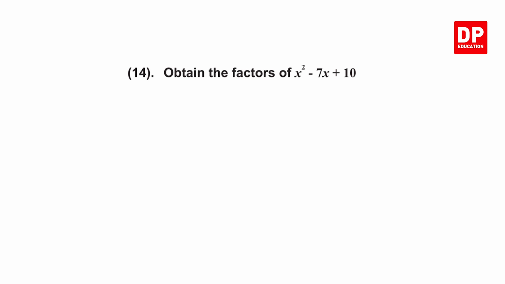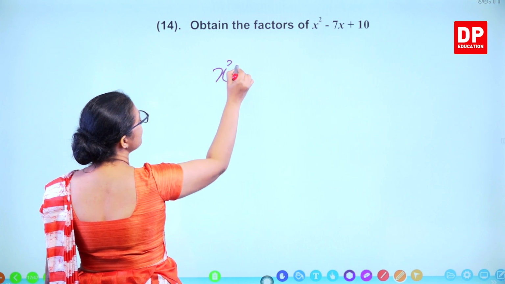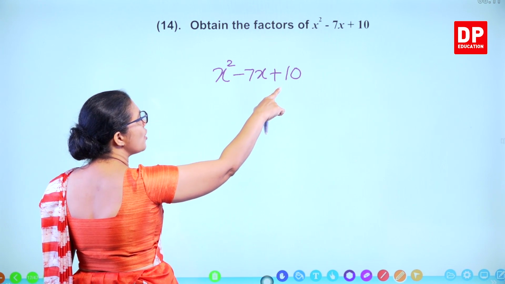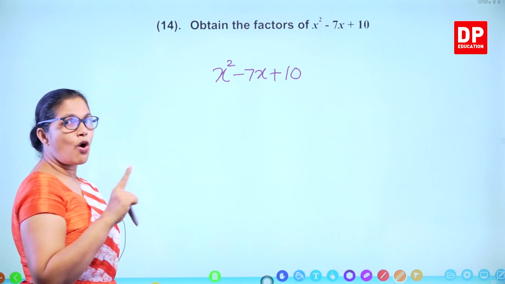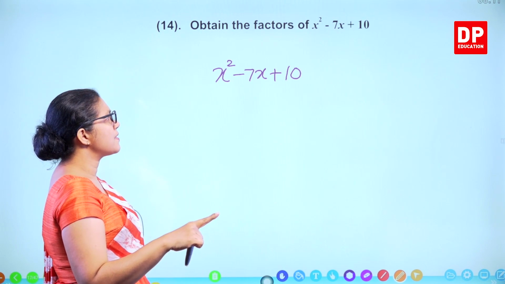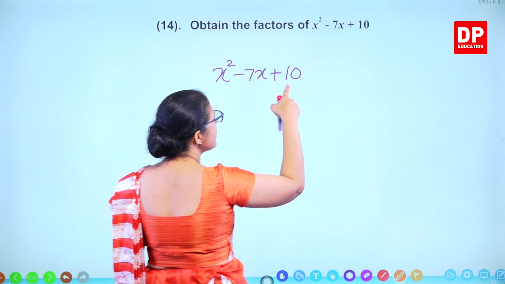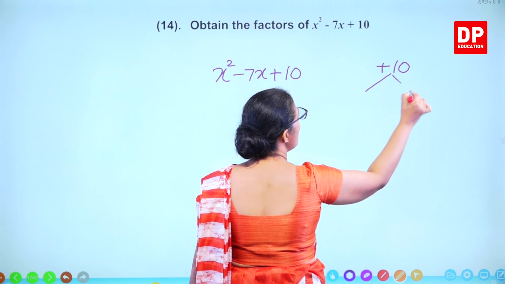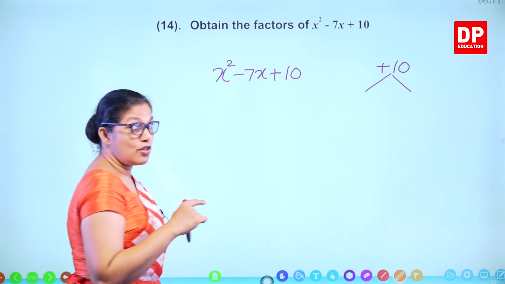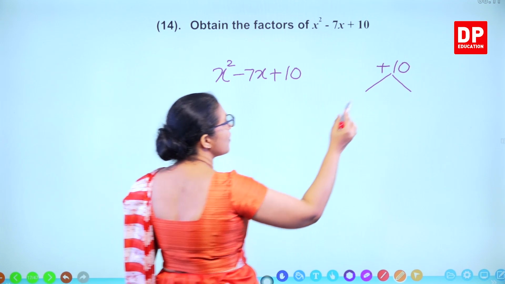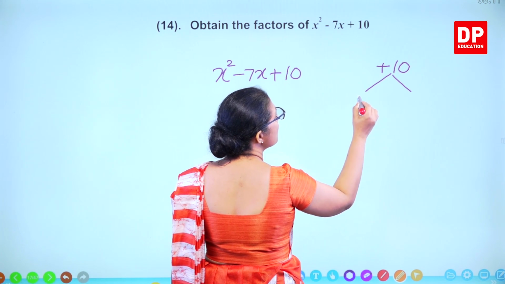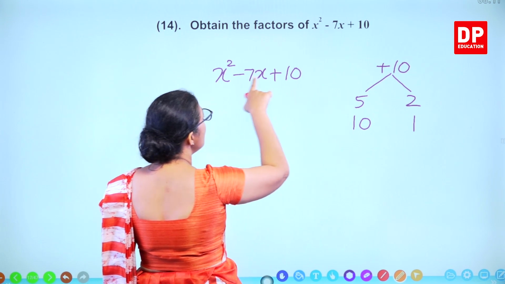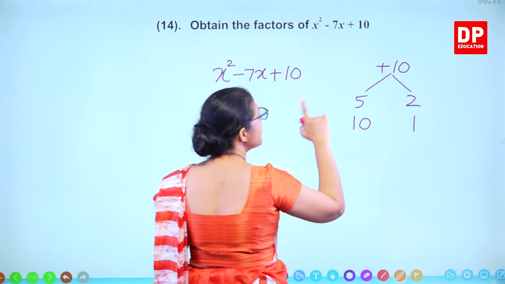Question number 14. Obtain the factors of x squared minus 7x plus 10. This is a quadratic equation. So what you do? Arrange this in order. Square term first, x term second and the constant last. And find out the factors of plus 10. When you add the factors, you need to get the middle value. Plus 10. What are the factors? 5 and 2. 10 and 1. But you need to get addition minus 7.